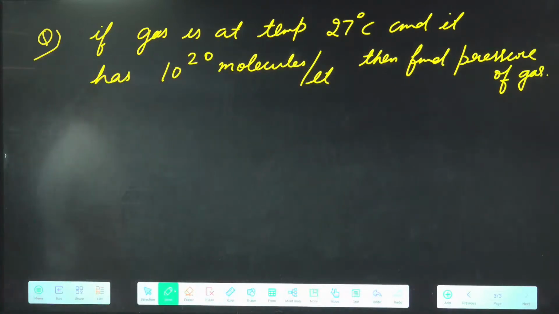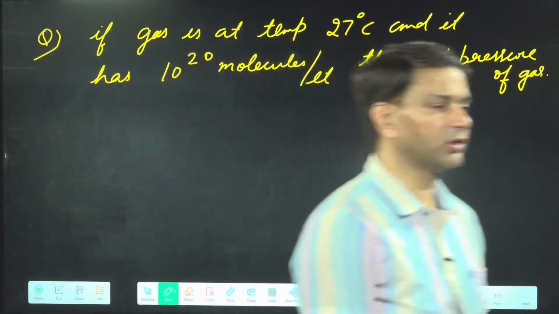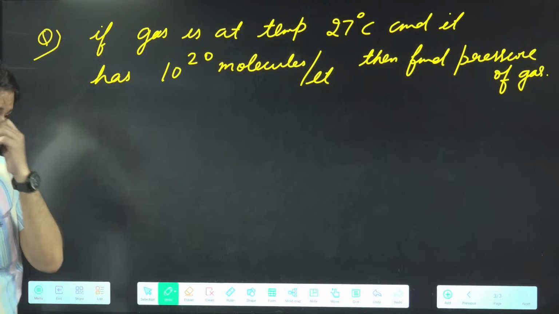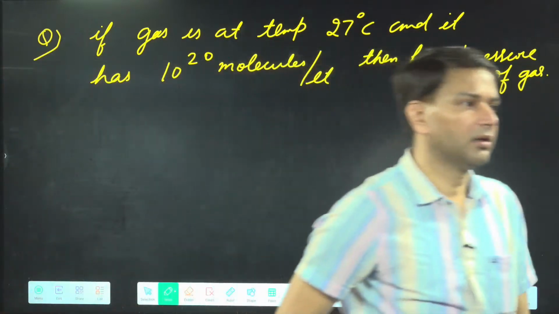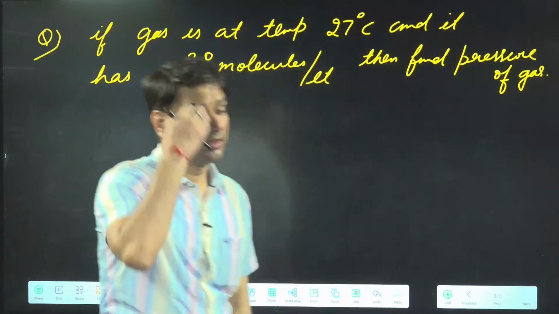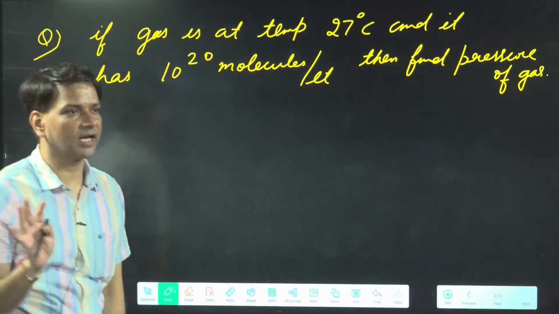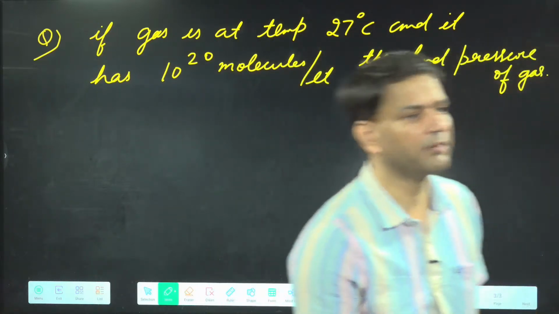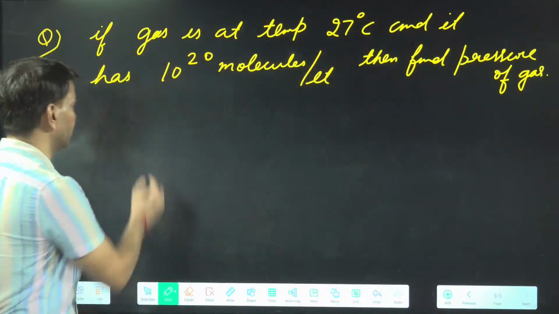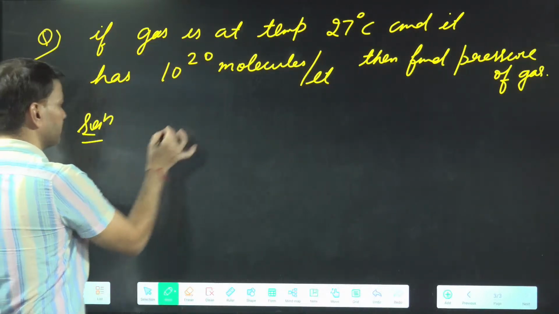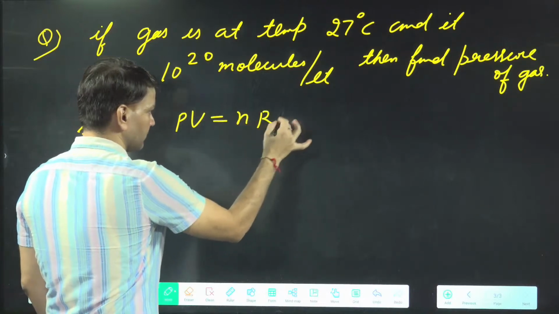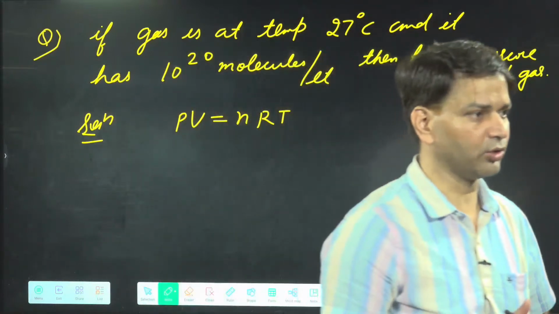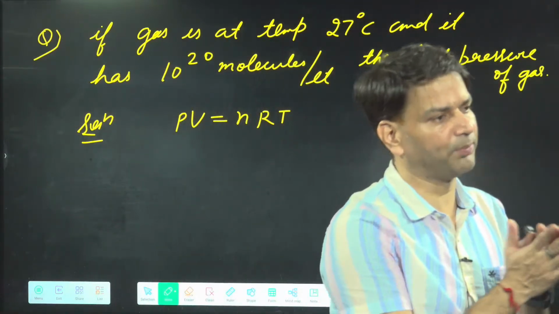If the gas is at the temperature 27 degrees C and it has 10 to the power 20 molecules per liter, then find the pressure of the gas. So pressure of the gas they are asking, temperature they have given, number of molecules they have given. So only one option we have, the ideal gas equation, PV is equal to nRT. But what is the n here? n is the number of moles, but they have given the number of molecules. So first we have to convert the number of molecules per liter.